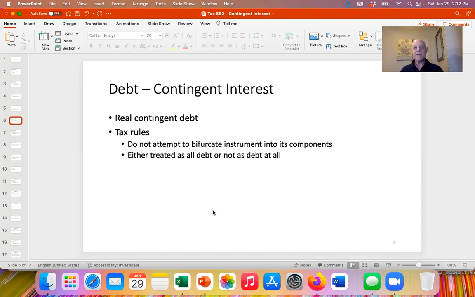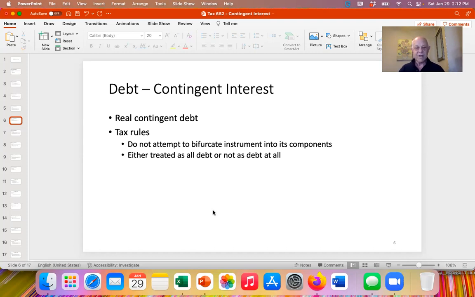Okay, so what are the tax rules? The tax rules are, we understand that economically, this one instrument is really made up of two or more instruments. However, for tax purposes, we're not going to try to bifurcate it. I might come up with one sort of derivative as my hedge. Another investment banker might use a different type of derivative as their hedge. We're not going to try to figure out what everyone's using to hedge their exposure.